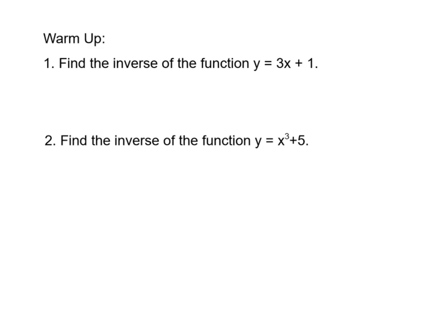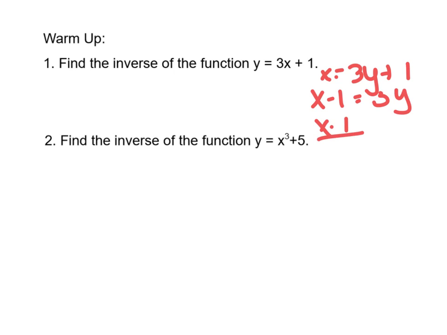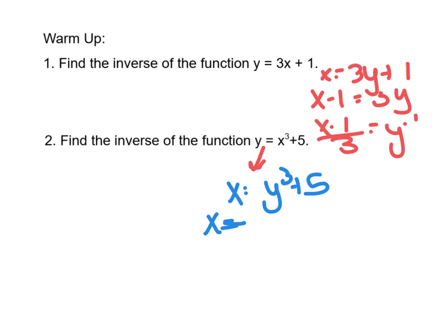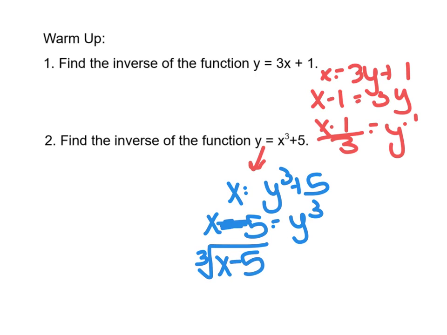All right, as you come back on, you should have done x equals 3y plus 1. You get x minus 1 equals 3y, and (x minus 1) over 3 equals y, and we're going to call that y inverse. So that is the inverse, and don't forget that for inverses, the domain and ranges switch. For this function, you would have x equals y cubed plus 5. You'd get x minus 5 equals y cubed, or the cube root of x minus 5 is equal to y, and we'll call that the inverse.